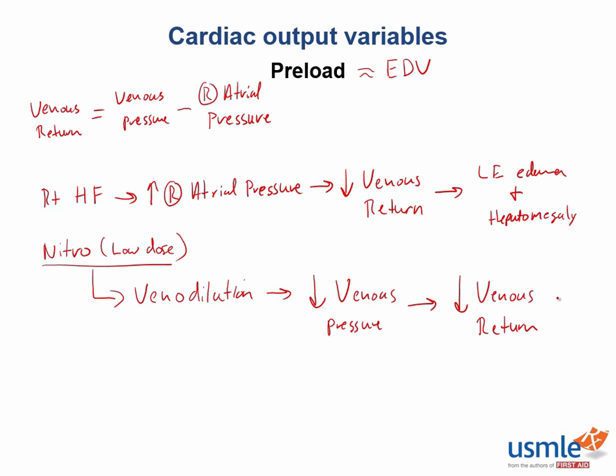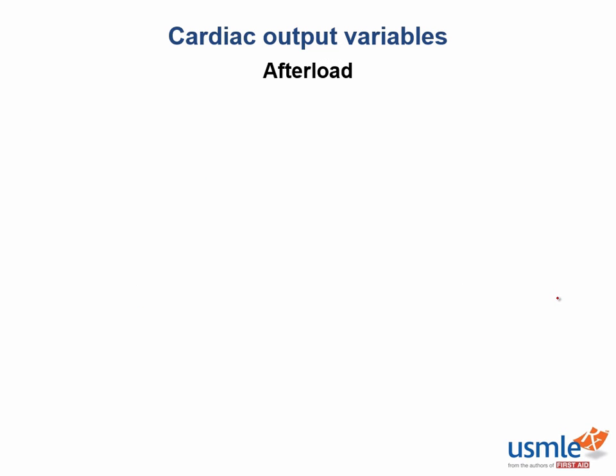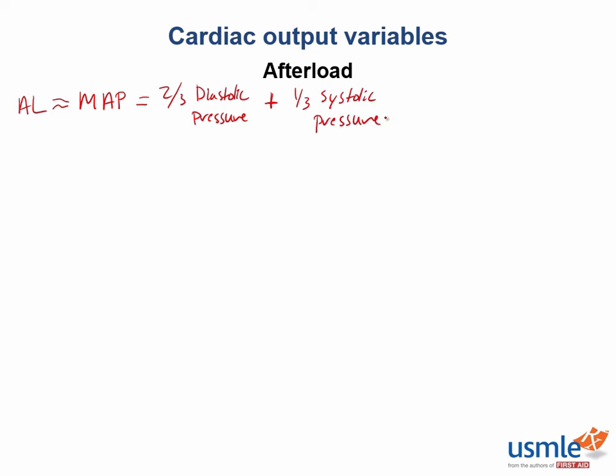Alright, now let's take a look at afterload. Now, afterload is approximated by the mean arterial pressure, and the mean arterial pressure equals 2/3 the diastolic pressure plus 1/3 the systolic pressure. So in a patient with hypertension, the heart is always pumping against an elevated mean arterial pressure, or an elevated afterload. And this increased mean arterial pressure increases the pressure that the left ventricle must generate to eject blood out of the heart.